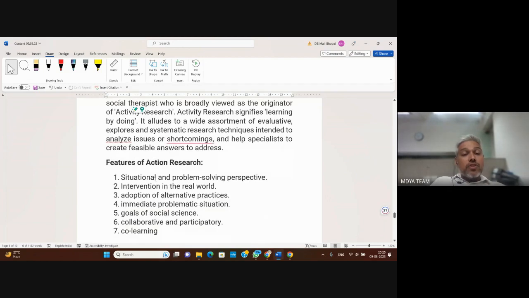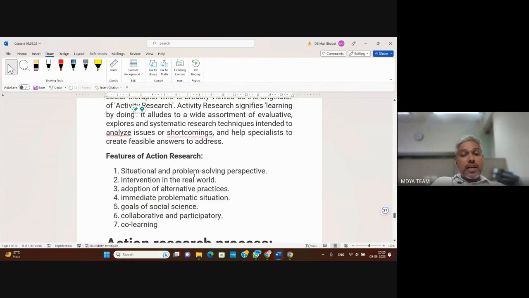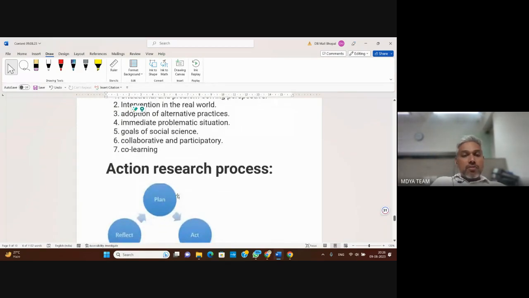Now, there are some features of action research. What are the features? It is situational, with a problem-solving perspective, and intervention in the real world, right? Intervention is always given in the real world. Adoption of alternative practices, immediate problematic situations, goals of social science, collaborative and participatory co-learning. These are the features of action research. Action research process.